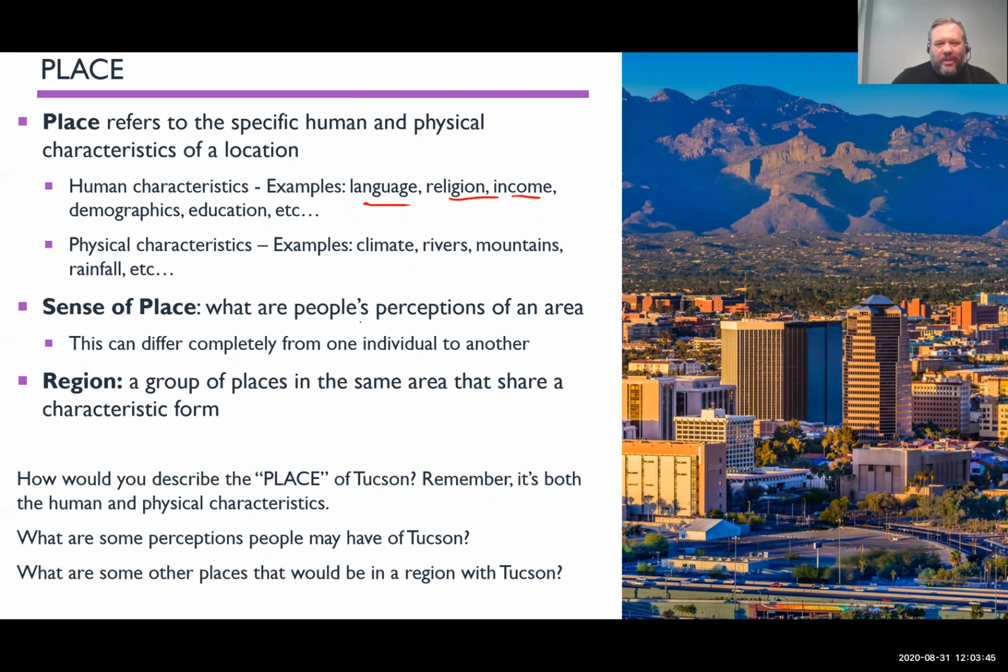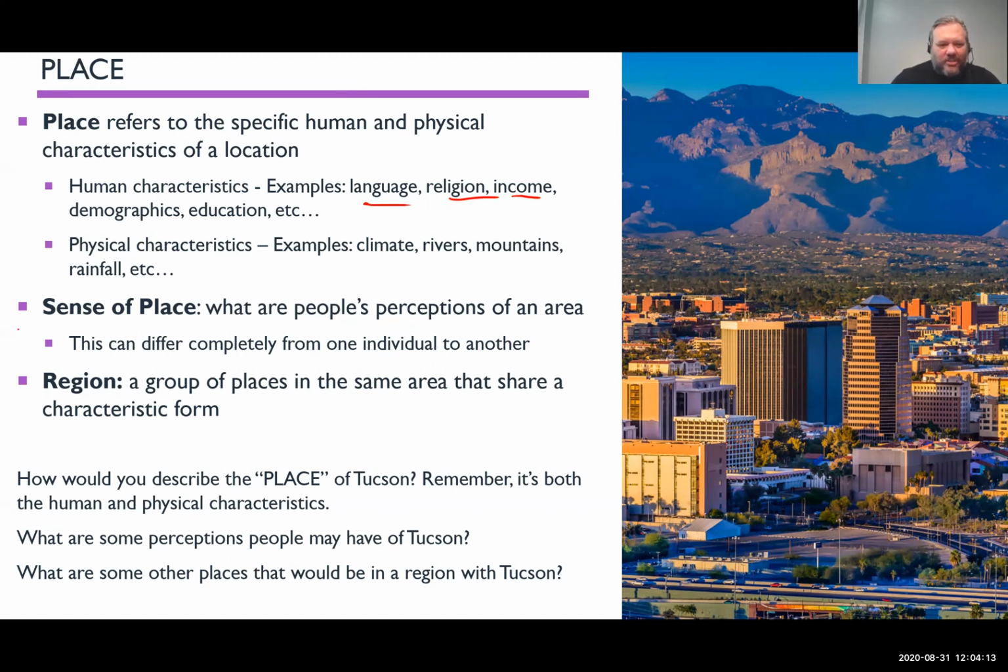Then we look at physical characteristics. What's the climate like? Are there mountains? Are there rivers? Is it desert? Some of these things describe Tucson. And the type of rainfall, how much rainfall. Those are the broad definitions of place: human and physical characteristics of a place. If you can think in your head, how would you describe Tucson to somebody else? That's describing place.